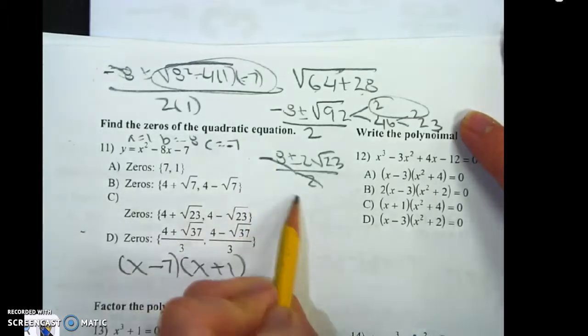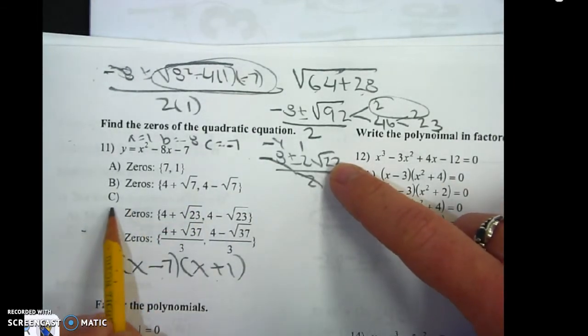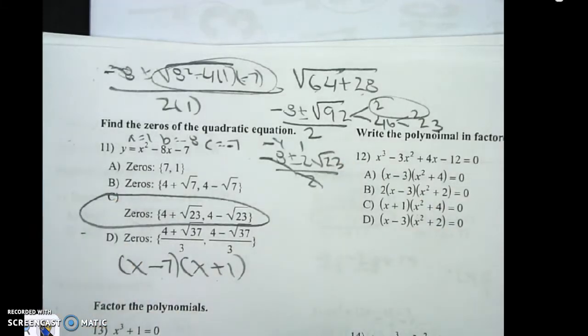They all divide by 2. That's gone. -4 and 1. Looking for a rad 23. There's no denominator. The answer is C.